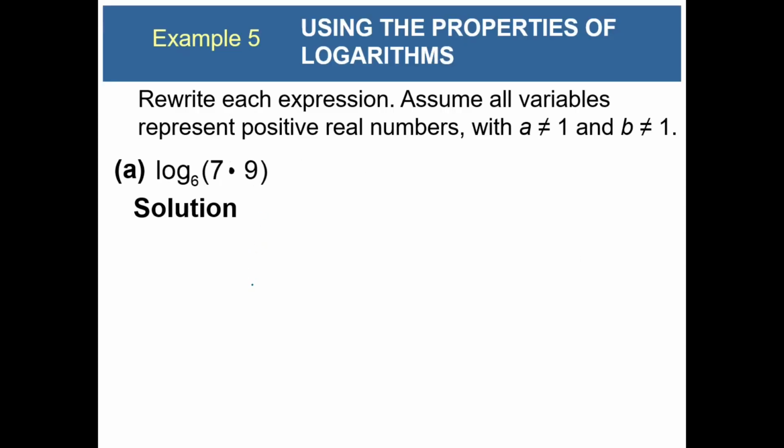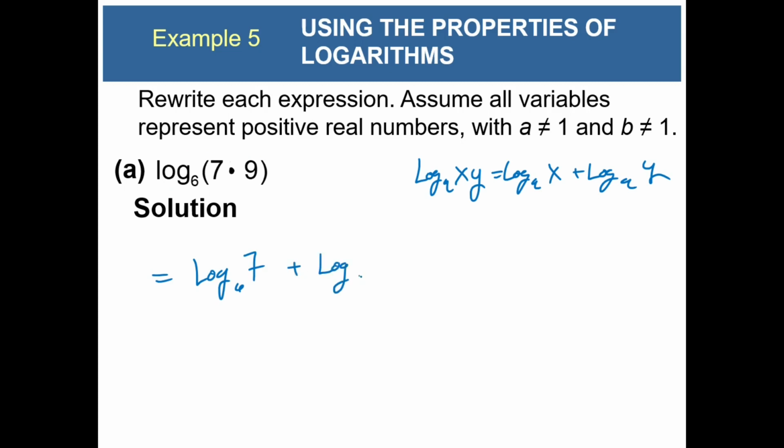Example 5, let's rewrite each expression. Assume all variables represent positive real numbers with a not equal to 1 and b not equal to 1. Let's simplify log base 6 of 7 times 9. The product rule states that log base a of x y equals log base a of x plus log base a of y. So we're going to use that property for this problem. That says log base 6 of 7 plus log base 6 of 9 is equivalent to the previous statement.